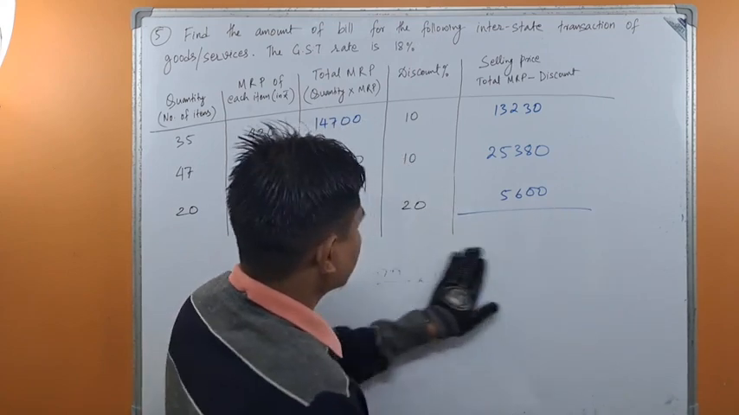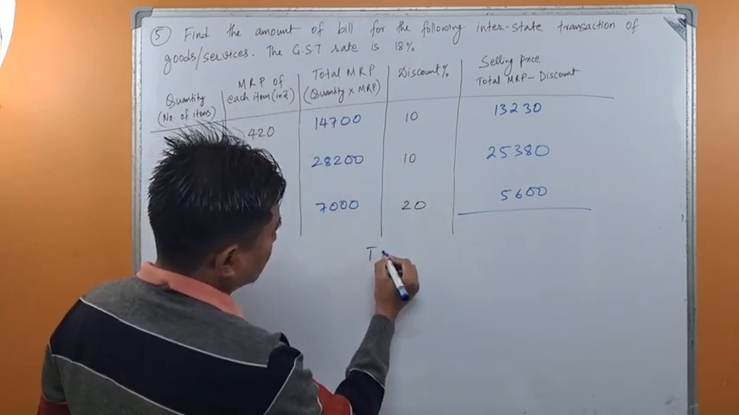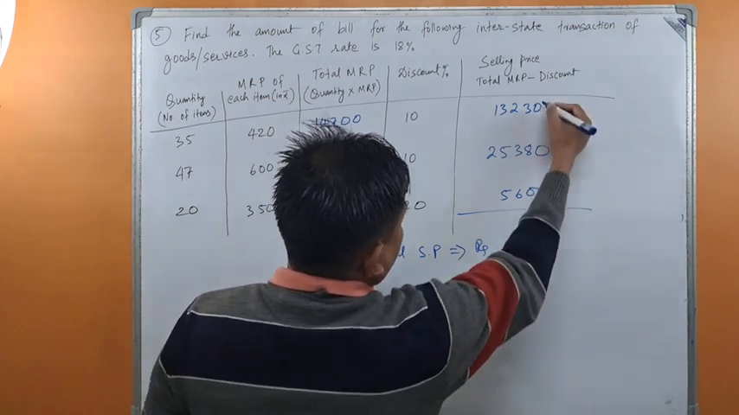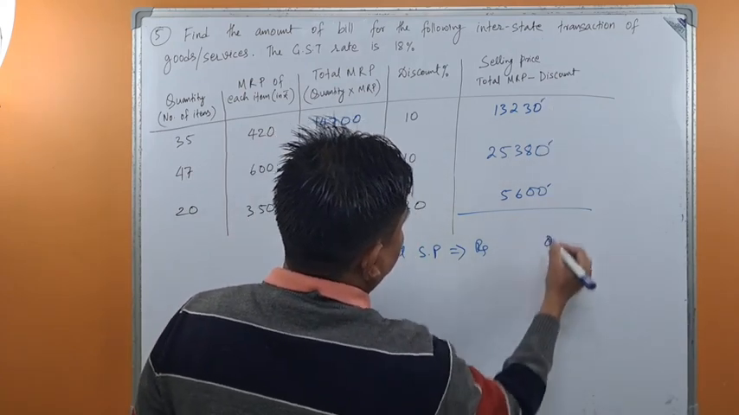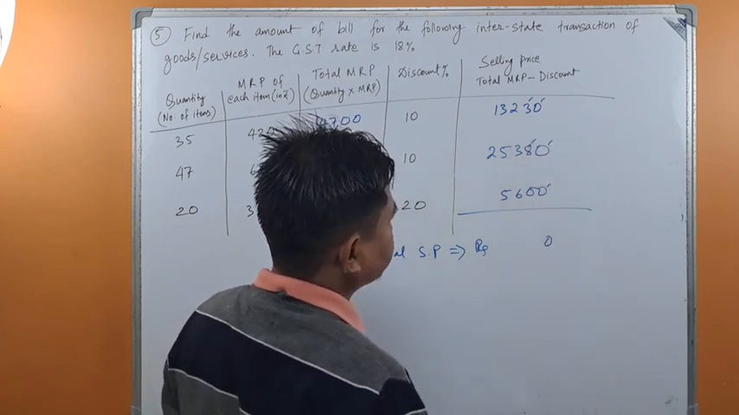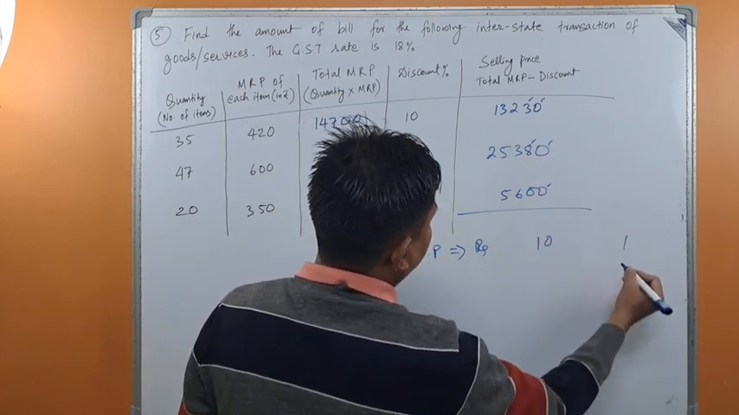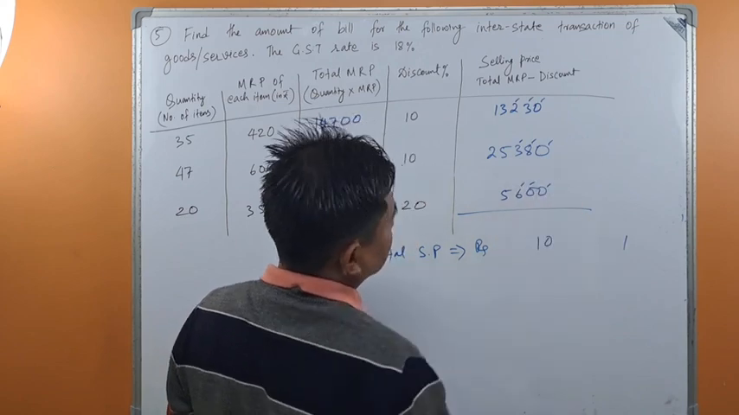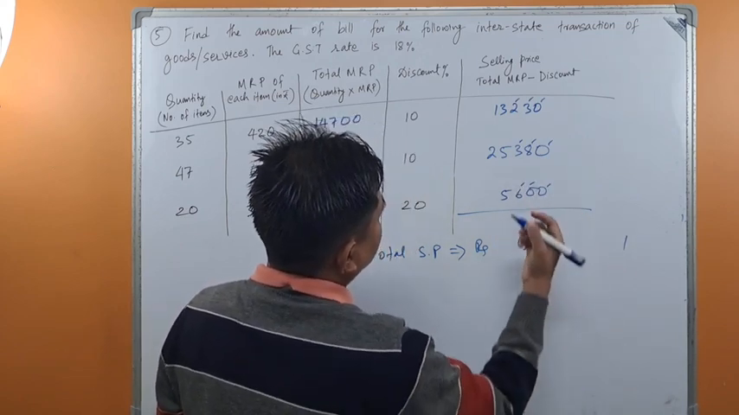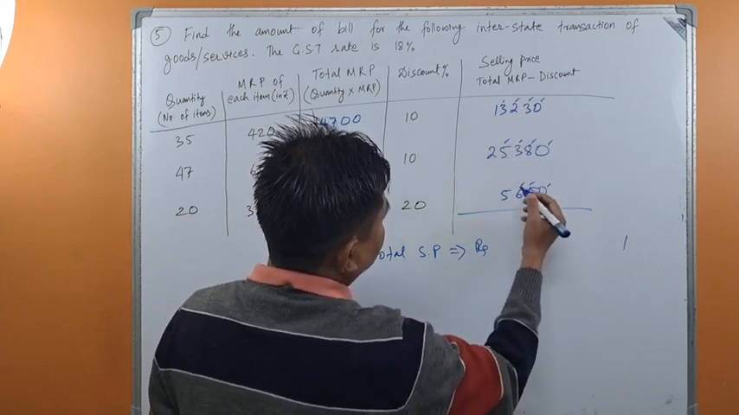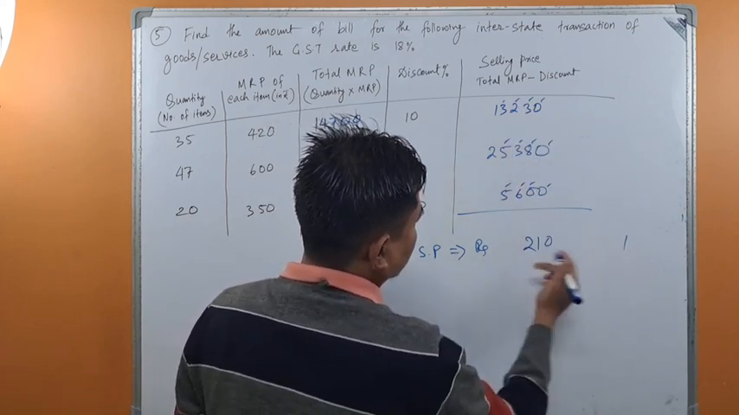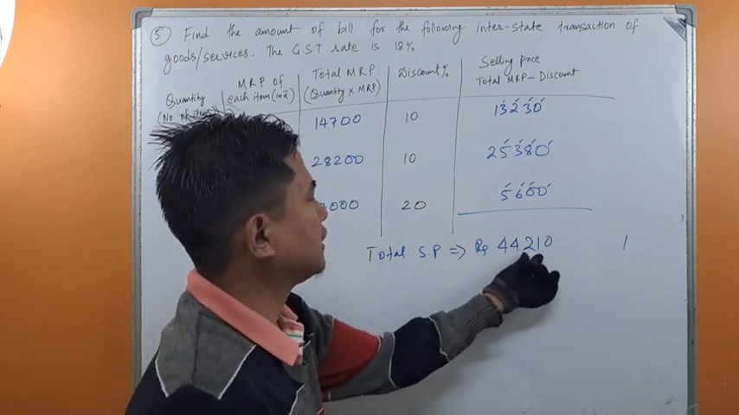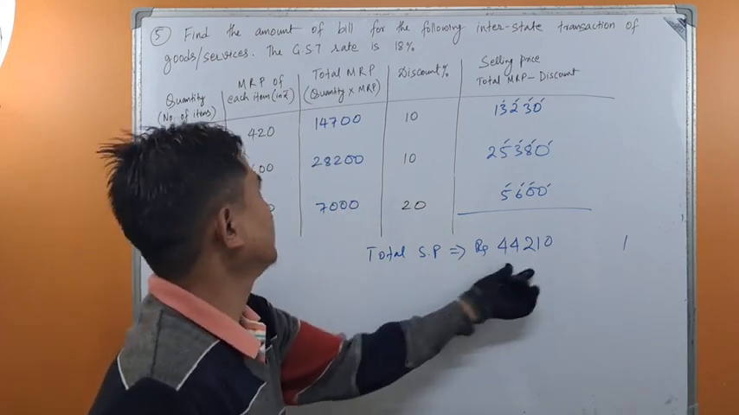Okay. So now let us calculate total selling price. Total selling price equal to rupees, this 0 plus this 0 plus this 0 will give us this 0. 3 plus 8, 11. 11 plus 0 is 11, 1 in hand. 2 plus 3, 5. 5 plus 6, 11 plus 1 is 12, 2, 1 in hand. 3 plus 5, 8. 8 plus 5, 13. 13 plus 1 is 14, 4, 1 in hand. 2 plus 1, 3 plus 1 is 4. So 44,210. This is the total selling price of these items.